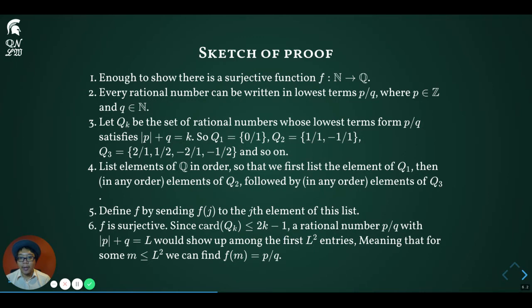Since each Qk is a finite set, eventually every rational number will appear somewhere on this list. In fact, we can roughly pin down the location by noticing that the set Qk has no more than 2k minus 1 elements. And so, a rational number with absolute value of p plus q equal to L will appear as one of the first L squared elements of this list. We define our function f by setting f of j to the jth entry in this list. By construction, this is a surjection.